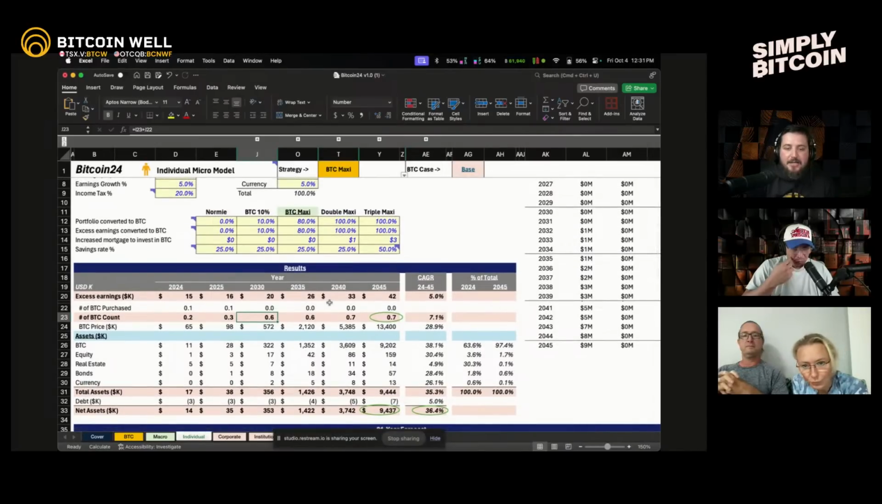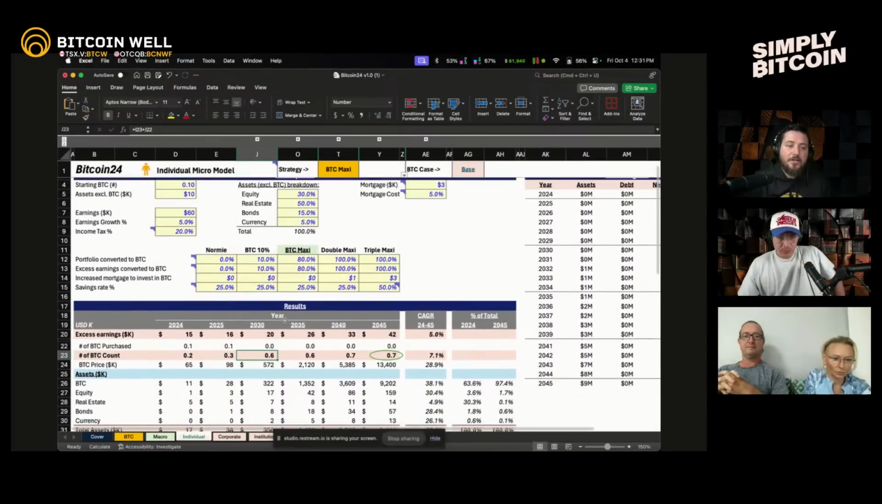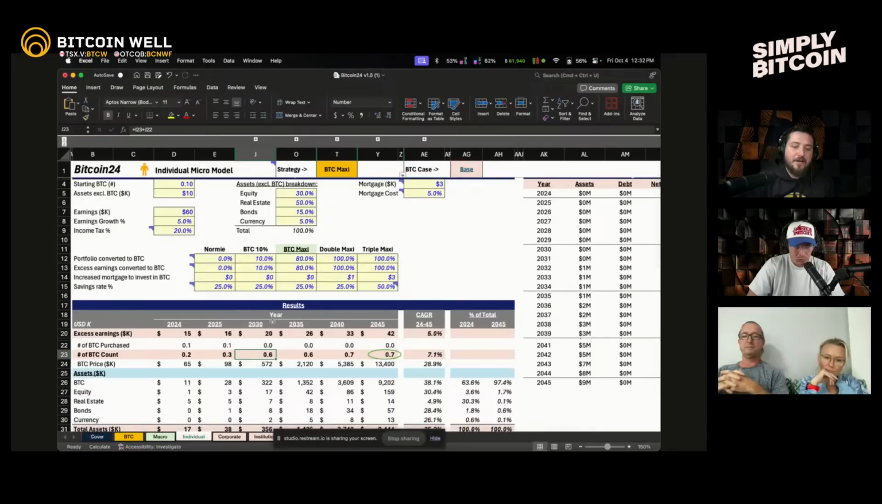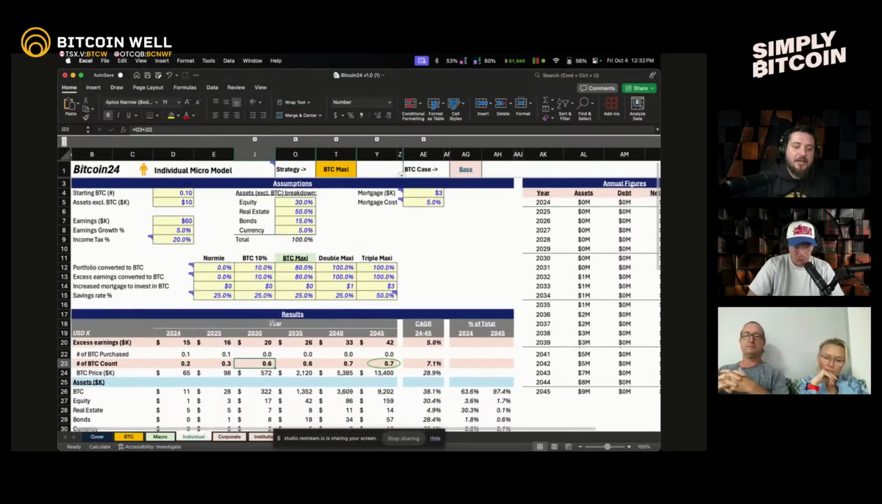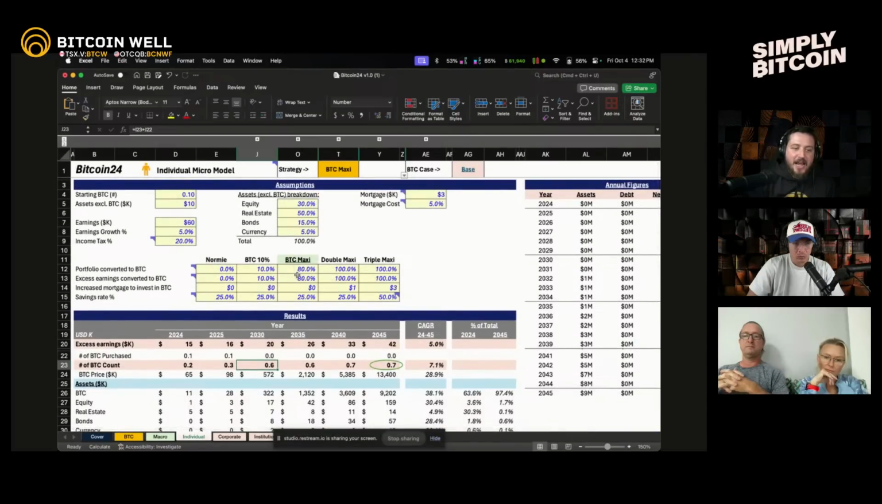His bear case is $2.9 million Bitcoin by the year 2045. And his bull case is $49 million Bitcoin by the year 2045. So for the sake of just breaking this down, we're going to use the base case. The base case is $13 million per coin by the year 2045. Now, what's really interesting to me, check this out, Opti. So if you're a BTC maxi, you're putting 80% of your portfolio in Bitcoin, you're putting 80% of your excess earnings into Bitcoin.